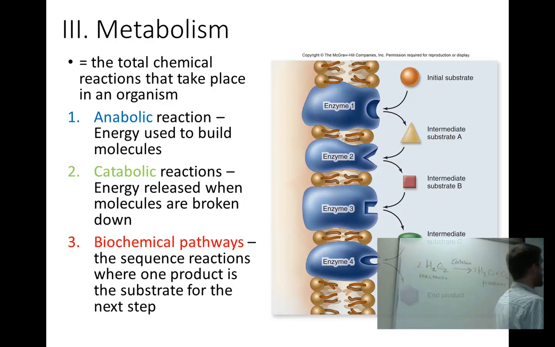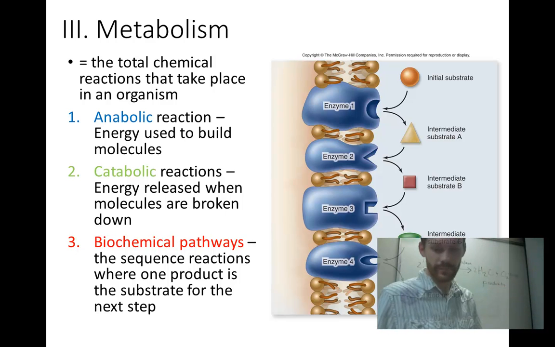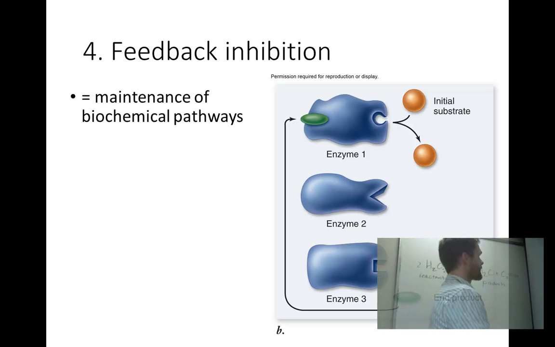So here we have 4 different enzymes embedded within the lipid bilayer. Your initial substance goes into the enzyme and it creates a different reactant or product. That product becomes now able to be used by the next enzyme, and it's changed, and so on and so forth. So it's like a chain reaction each time it's being changed. That is a biochemical pathway. And we'll go through a few biochemical pathways.